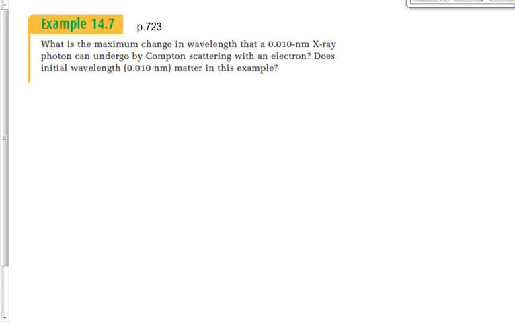This one is on page 723. It says, what is the maximum change in wavelength that a 0.010 nanometer X-ray, that's going to be our initial wavelength, I want to circle nanometers here, what's the maximum change in wavelength that it can undergo by Compton scattering with an electron? Does the initial wavelength matter here? Guys, look at this. We're looking for the maximum change. We have the initial value, and that's it.